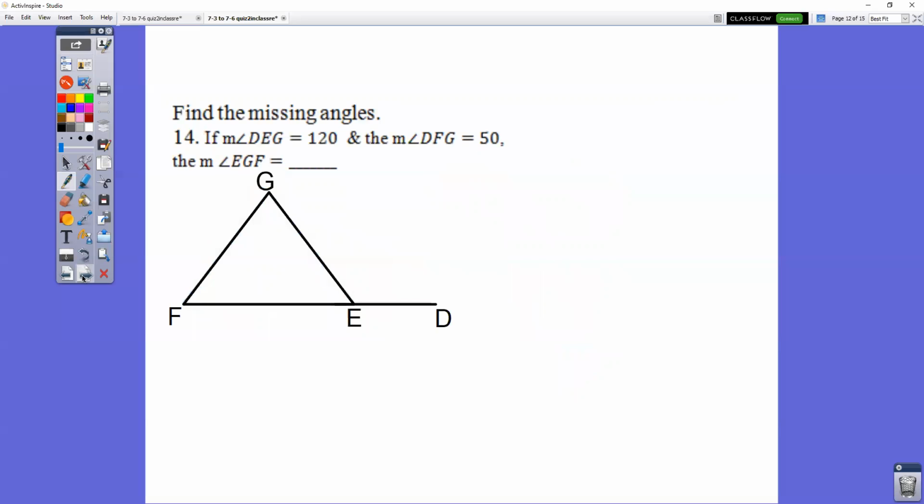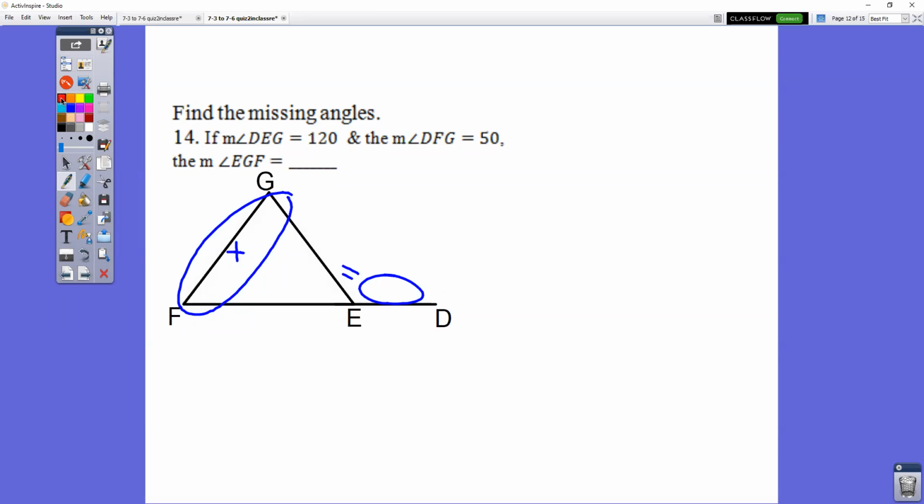The next type of question are these exterior angles of the triangle. Remember that these two angles added together equals this outside angle here. All right, these two remote interior angles, the two that are far away, added together equals this outside angle. So the first thing that you need to do is fill in what you have.